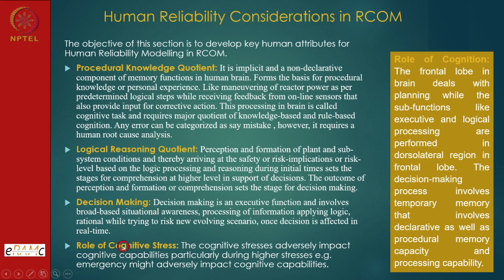And so, the role of cognitive stress. Cognitive stress adversely impacts cognitive capabilities, particularly during higher stress, for example during an emergency. So the role of cognition lies in the frontal lobe, where, as we have discussed, decisions are made and problems are solved. One is the procedural component, the other is the declarative component. The declarative component is the situation as it is. These two parts have to be ensured during training, so that we know the documented knowledge, we know what is there in the real-time plant, and that's how we consolidate our knowledge and draw the inference.